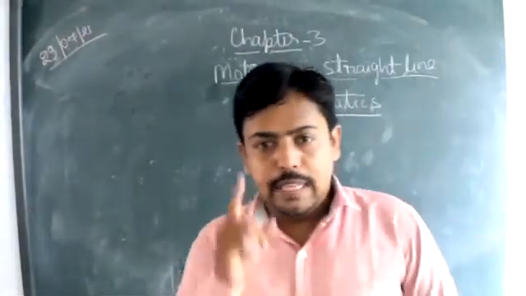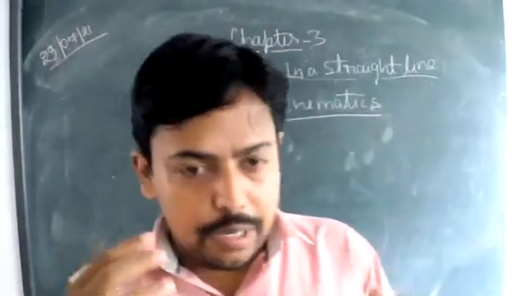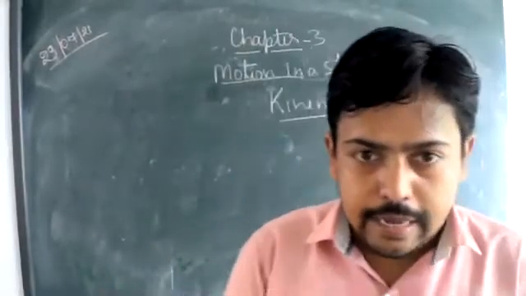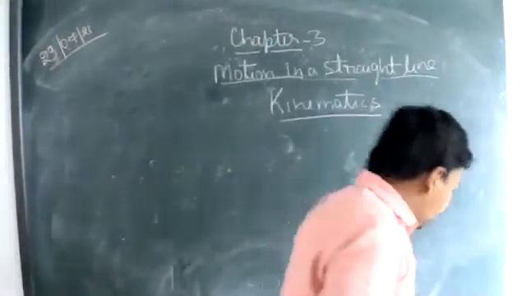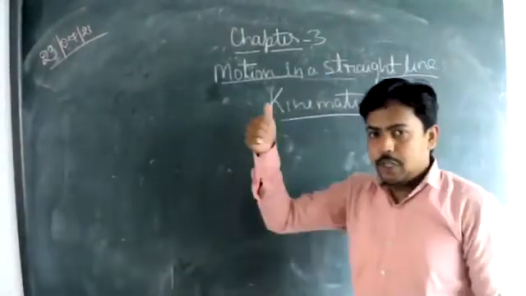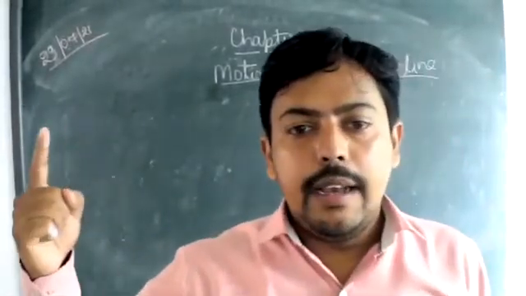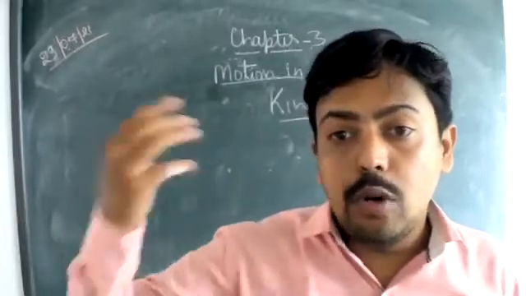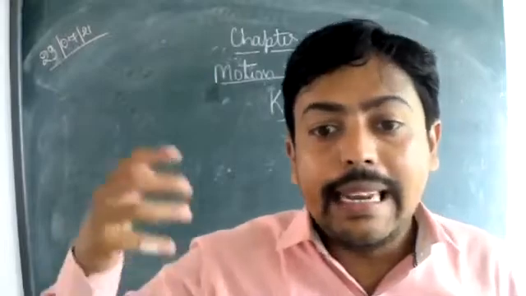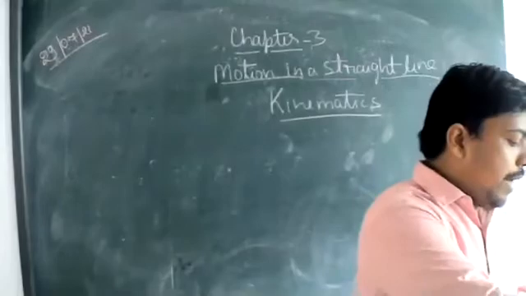But there is also one thing we need to take into account: the motion of the body should not be under any type of force. According to this chapter, first, the motion should be in a straight line. Second, the motion should have no constraint. It should not be influenced by any type of force. That is very important to study this branch of kinematics.